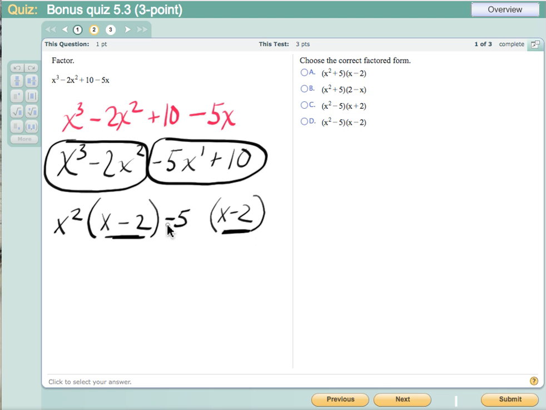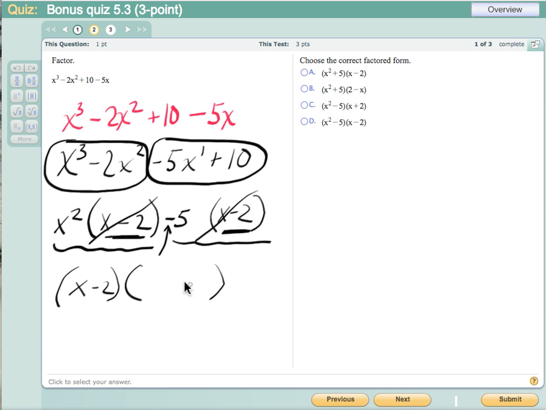And now here is an interesting move. What we have here are 2 terms. Here's the first term, and here is the second term, and there's a connector between them. These 2 terms have this factor in common. And so I'm going to pull out an x minus 2. That means I'm going to factor this out from the first term, factor this out from the second term, and ask myself what got left behind. And the answer is x squared minus 5.